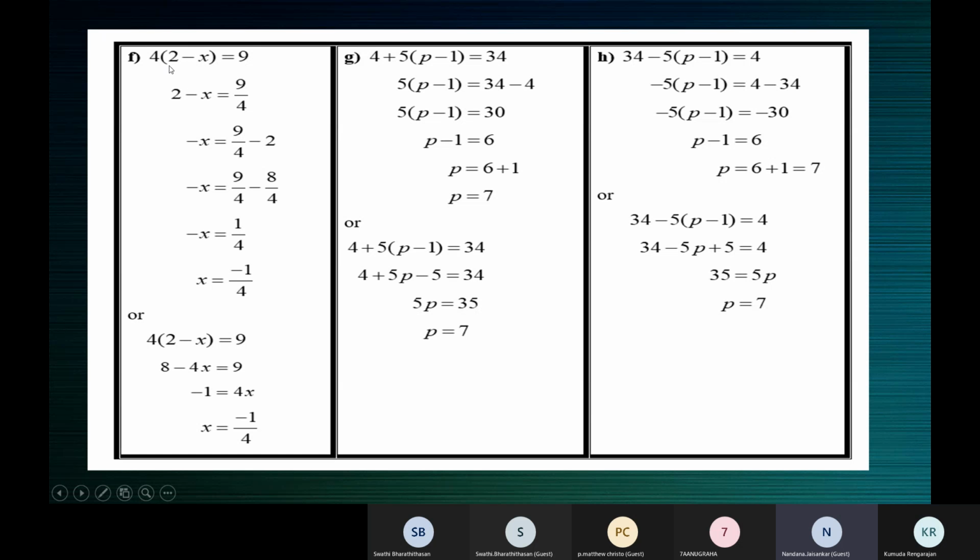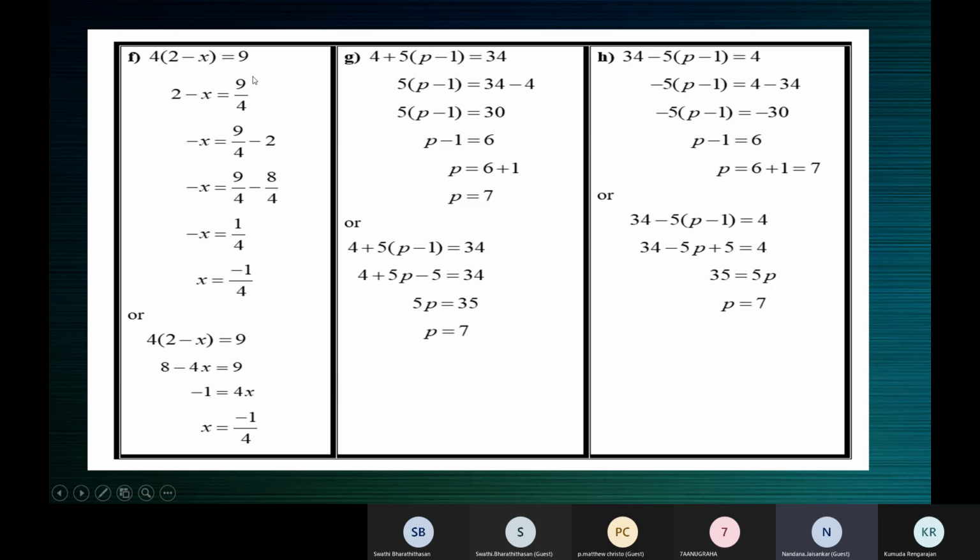Okay. Ma'am, first 4 we should transpose it to left hand side, ma'am. So we should divide it by 9, ma'am, since it is multiply, ma'am. And 2 minus x, and again we, ma'am. Yes.